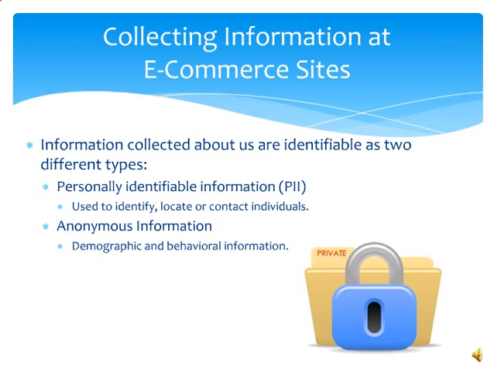When consumers visit a site and/or make a purchase, some information is collected. Personally identifiable information can be used to identify, locate, or contact individuals. Anonymous information is mostly demographic and behavior, like age, occupation, income, etc.